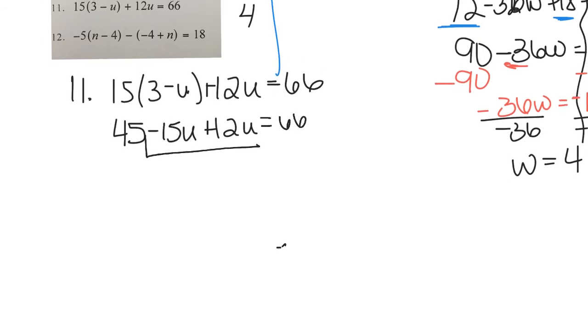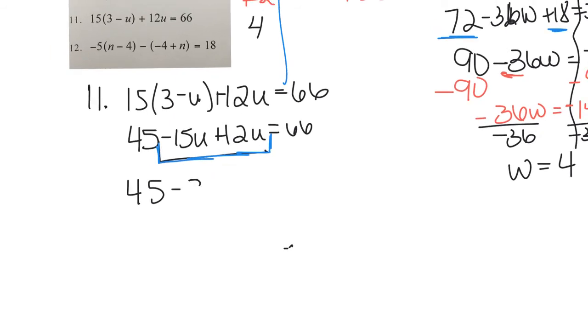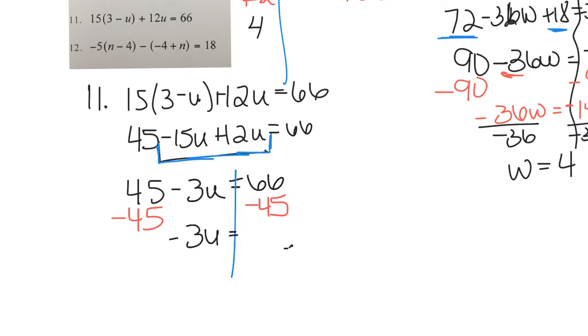So I have two u terms here, so I can combine them. I get 45, negative 15 plus 12u is negative 3u equals 66. And then again, we're going to get the u by itself by subtracting the 45 first. And we get negative 3u equals 21. Divide by the negative 3. And u equals negative 7.